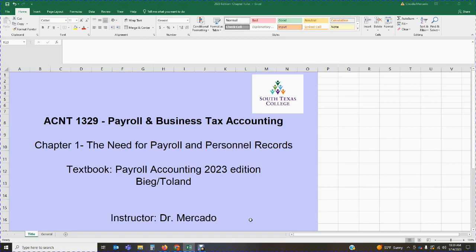For my spring, summer, and fall 2023, we will be using the Payroll Accounting 2023 edition. It is a requirement that you purchase Cengage Access. With your Cengage Access, you will have access to the Cengage Now platform as well as the most current ebook.